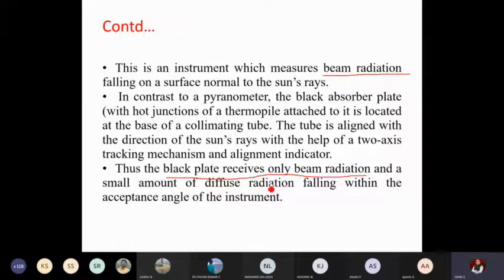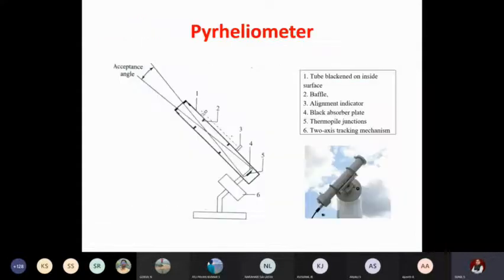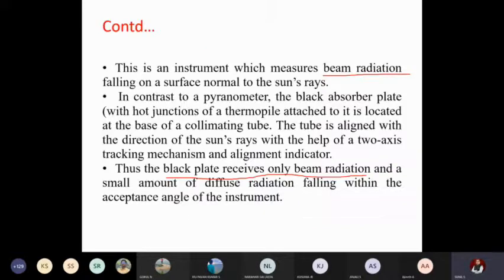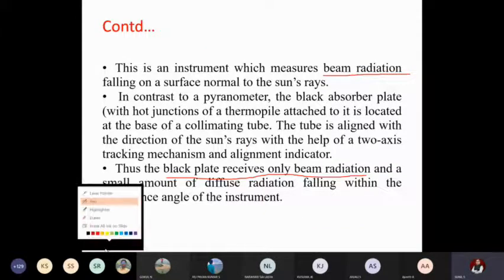You can see in the sketch, when the radiation falls here, direct or beam radiation can enter here. The diffuse radiation of low wavelengths will enter here. Through the baffle plates, they will be reflected many times, and they just vanish off. They cannot reach this black plate. Only the direct radiation of higher wavelength can come and reach the plate, so that you can measure only the direct radiation. The added advantage of this attachment is it has a tracking mechanism.